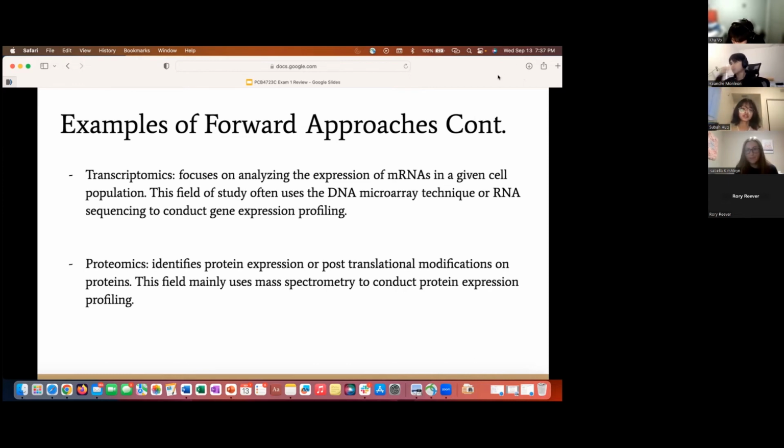This field usually uses mass spectrometry to do the protein expression, to identify protein expression.